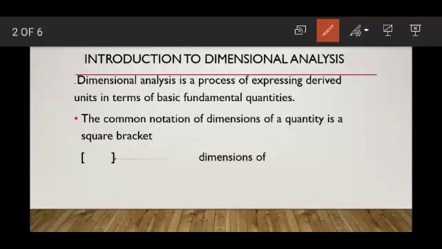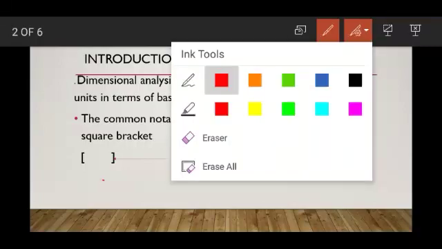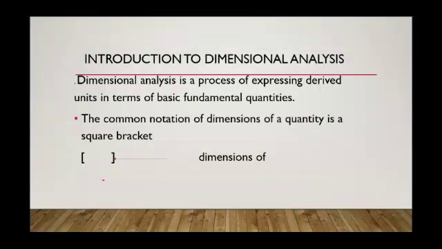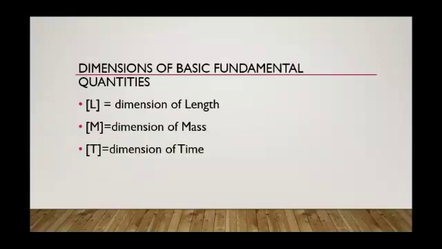So the common notation of dimension of a quantity is a square bracket. As you can see, the meaning of this square bracket is dimensions of. This square bracket means dimension of. So this is a symbol of dimensions of basic fundamental quantities.